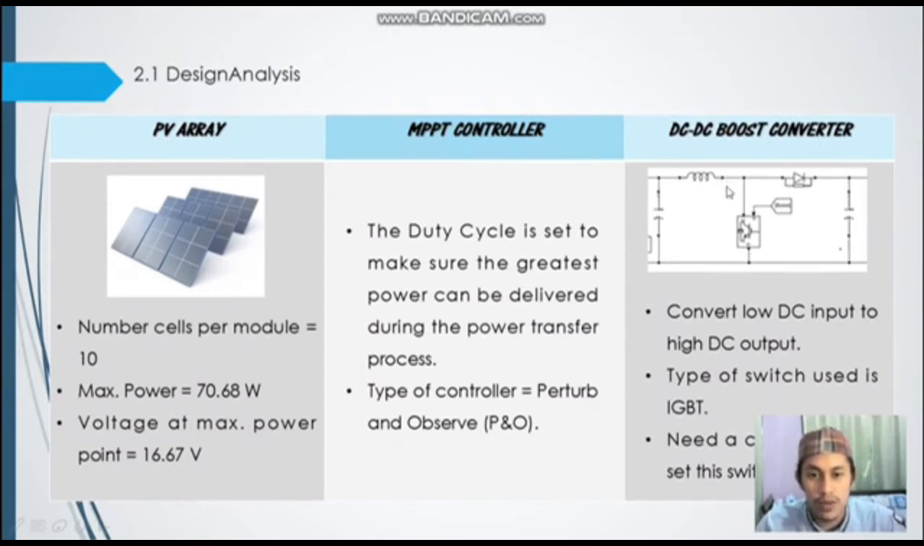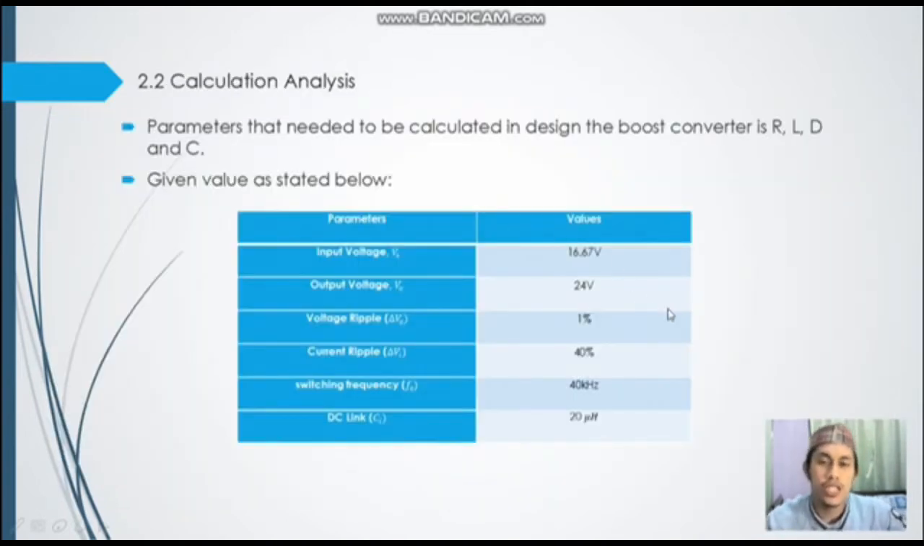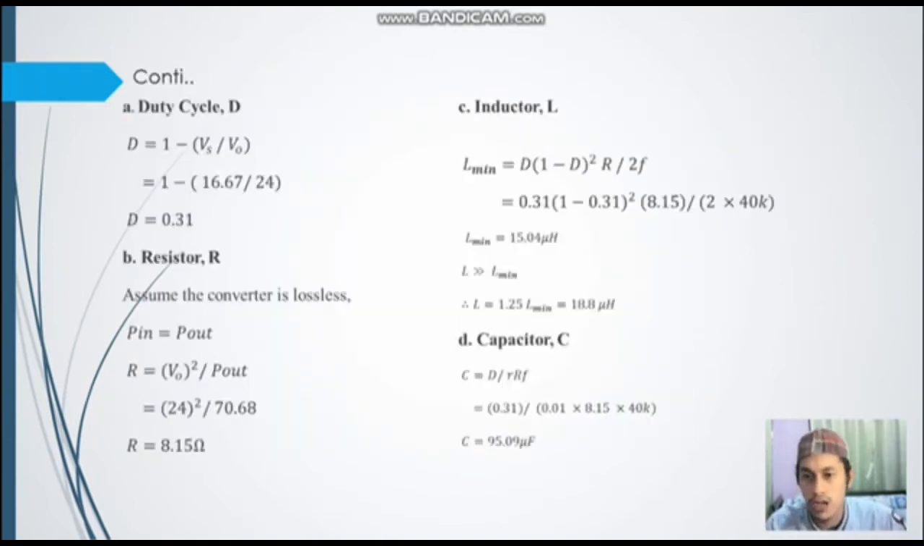To set the DC-DC boost converter, we need to do a calculation. For the calculation analysis, the parameters that need to be calculated in the boost converter are the R, L, D, and C values. Based on the parameters given below, we can find the values for D, R, L, and C. Based on this equation, we can put in the values for Vs and Vo, and the value obtained for the duty cycle is 0.31.